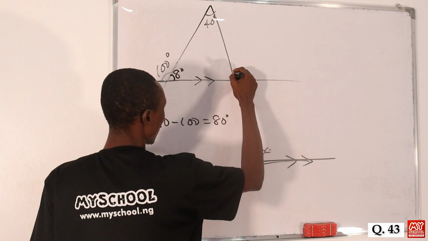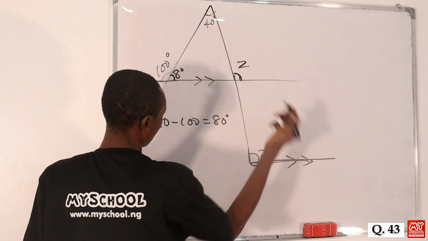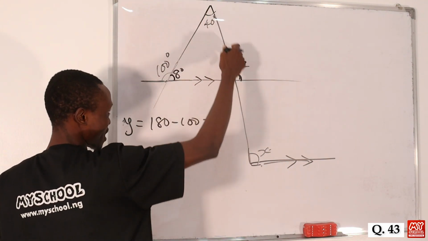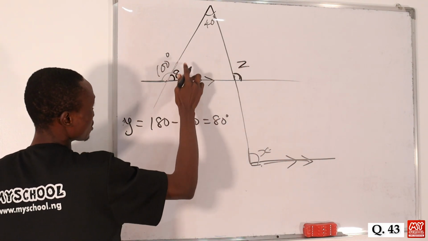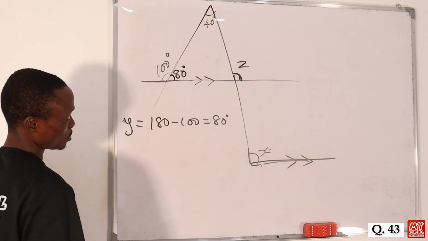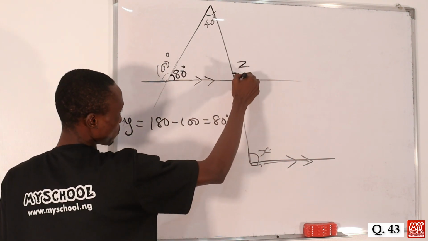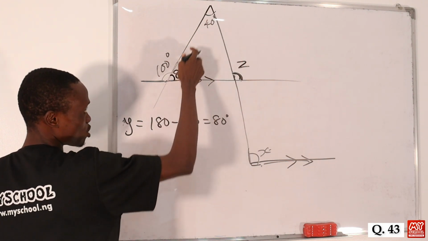So let's say there's an angle here. Let's call that angle z. Remember the angle here is exterior, that is, it's outside the triangle, while these two inside are interior. This is 80 degrees, not 8 degrees. Remember that the exterior angle is equal to the sum of the two opposite interior angles.